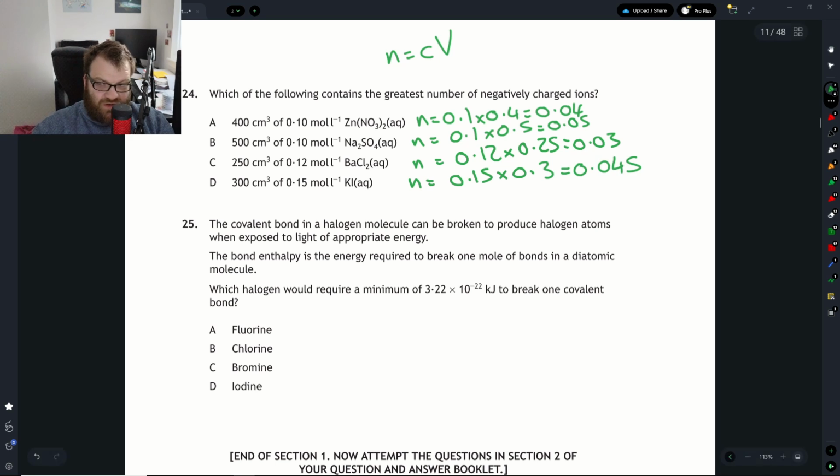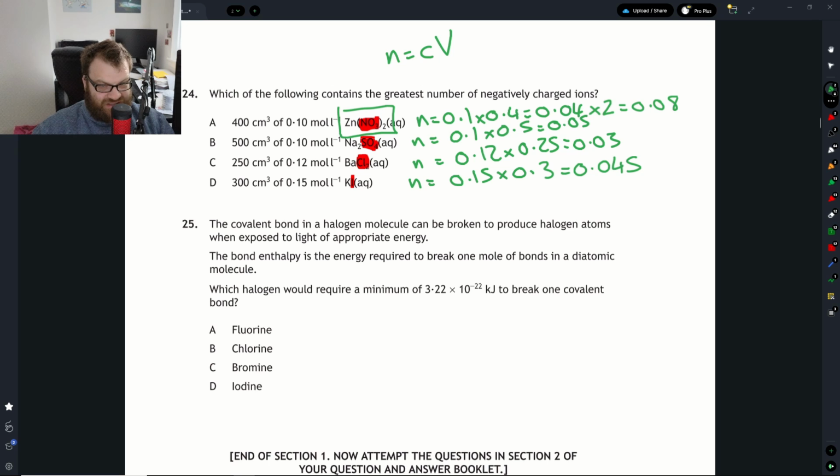Next, we need to focus on the negatively charged ions, as the question says. For the first one, it's going to be the nitrate, then our sulfate, then our chloride, then our iodide. For the first one, in every 1 mole of zinc nitrate, there are 2 nitrate ions. The little 2 in the brackets is telling us that we're going to have to times the number of moles of the whole compound by 2 to give us 0.08 moles of nitrate.